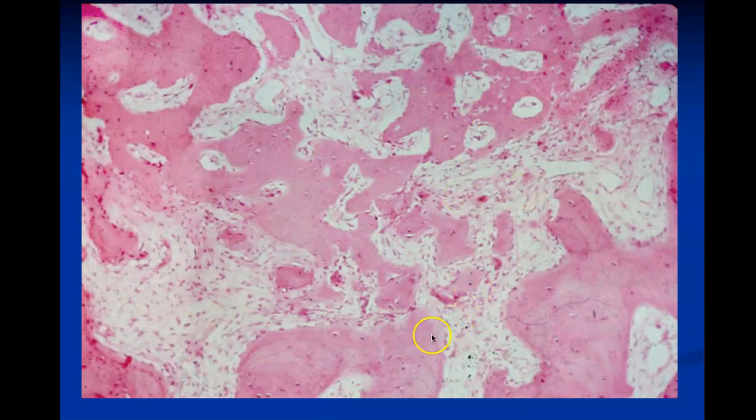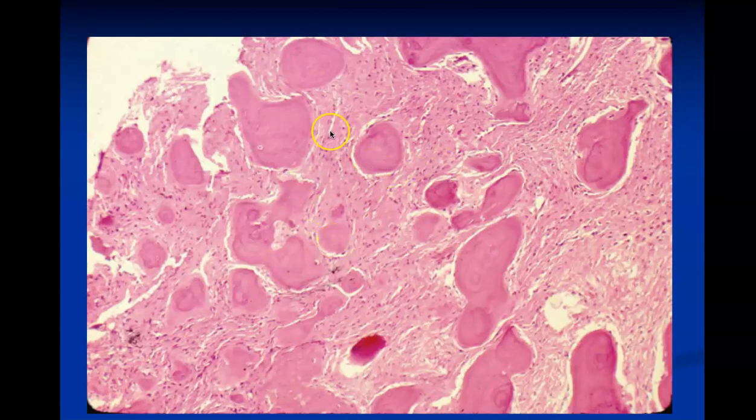You don't tend to see the osteoblastic rimming. The bone seems to arise directly from the fibrous connective tissue. Another example, no osteoblastic rimming. The bone and matrix is arising directly, you can see it here as well, from the fibrous connective tissue stroma.